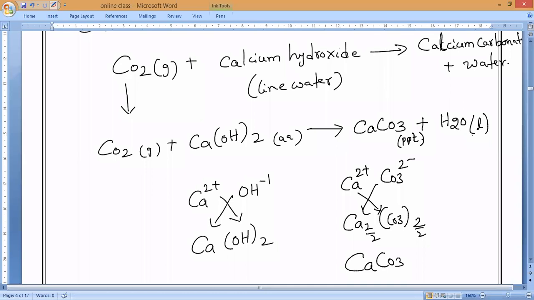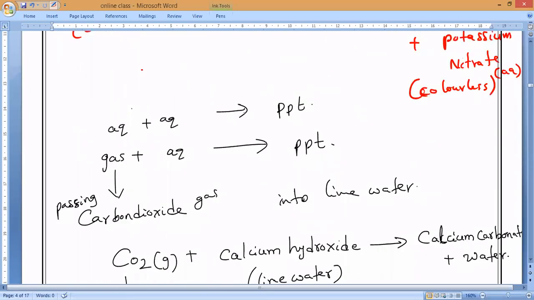Okay, guys? Yes, sir. For formation of precipitate, the reactants must be in two states. What is that? Either both are in the aqueous state, or else one is aqueous and one is gaseous. Then only we can say it is an aqueous reaction.